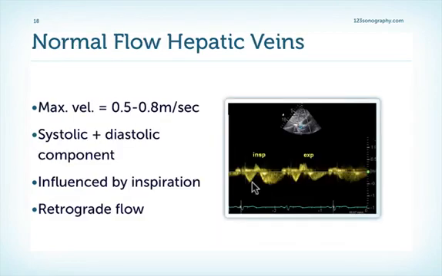This tracing shows you the normal flow in the hepatic veins recorded with pulsed wave Doppler. The maximum velocity should be below 0.5 to 0.8 meters per second. We have a systolic and a diastolic component. The flow is strongly influenced by inspiration with an increase in velocity towards the heart during inspiration. And we have a retrograde flow component, as can be seen here, back into the hepatic veins.